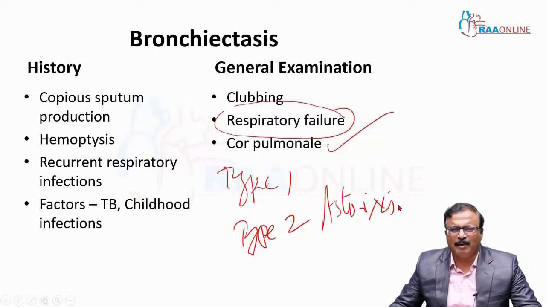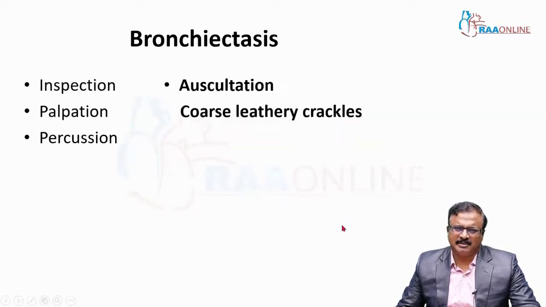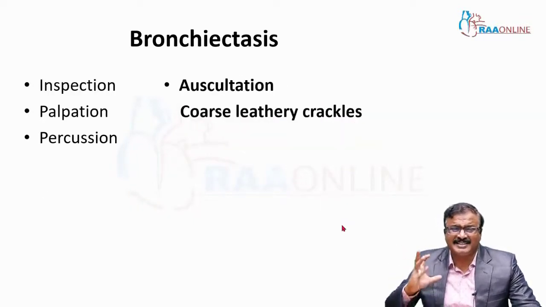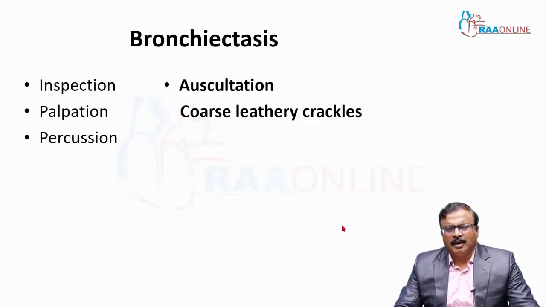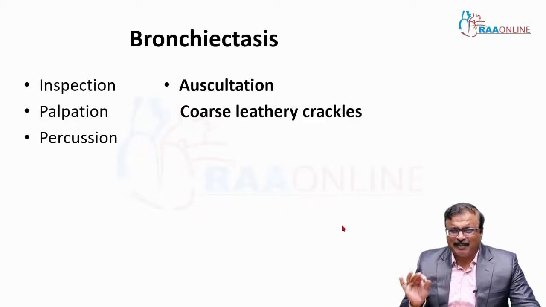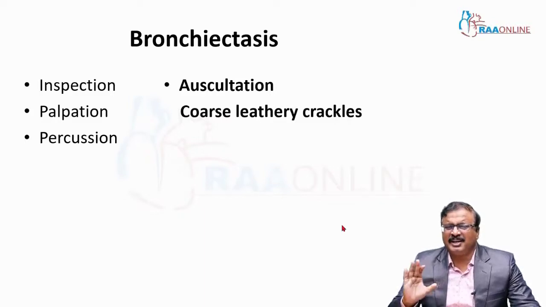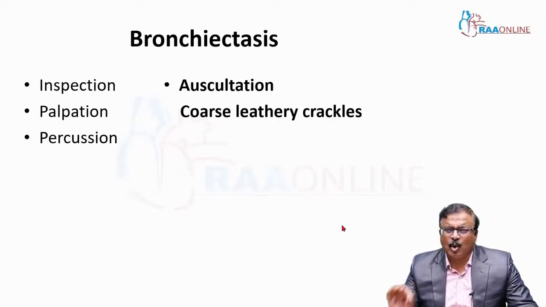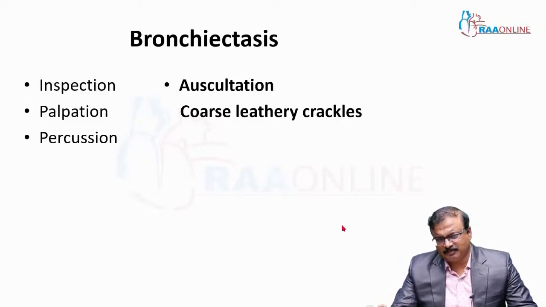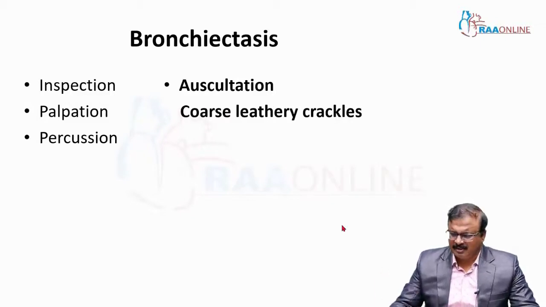In bronchiectasis, we can have a clear clue from the history and general examination. What are important findings in inspection, palpation, percussion and auscultation? Mostly in inspection, palpation, percussion, nothing significant will be there if there is bronchiectasis. What is a very classical sign is you get coarse leathery crackles. This is the only important clinical sign, on auscultation, coarse leathery crackles.